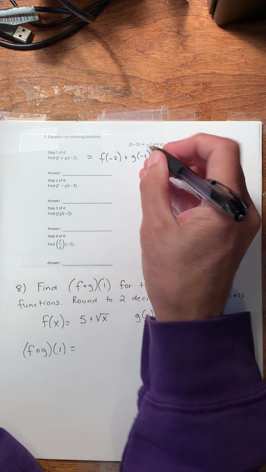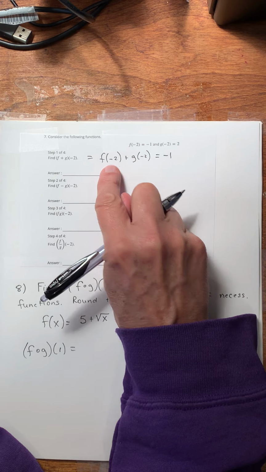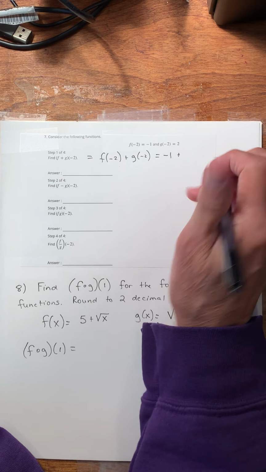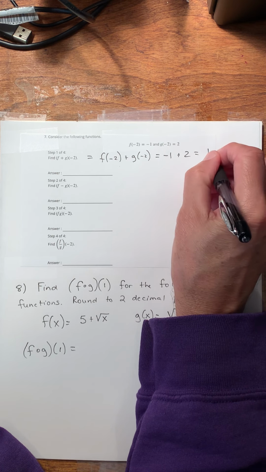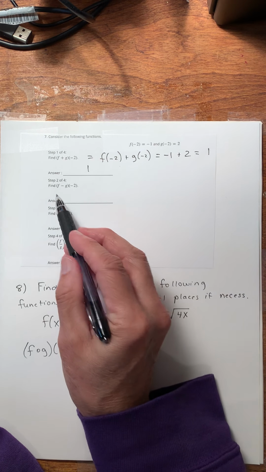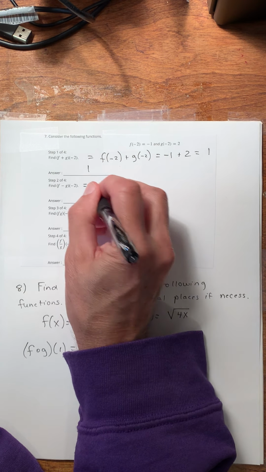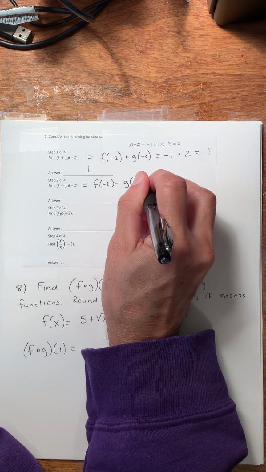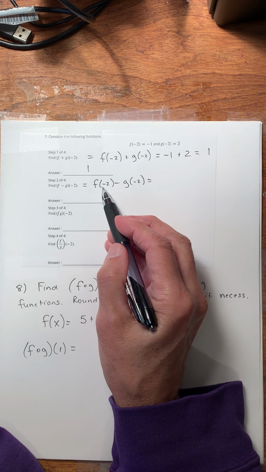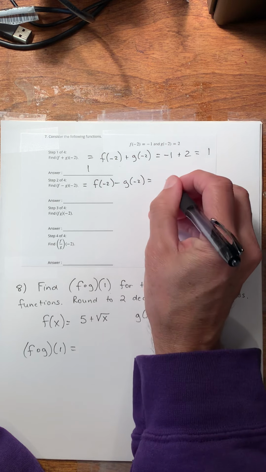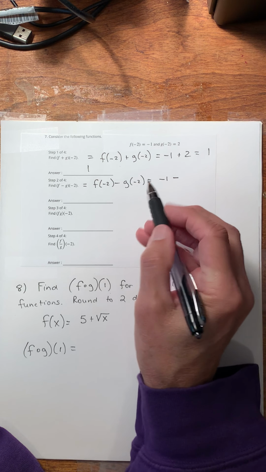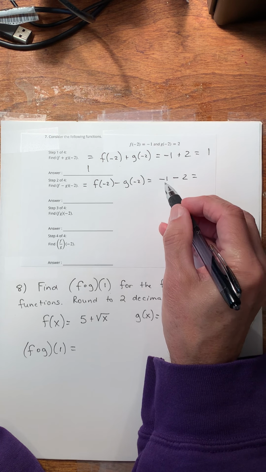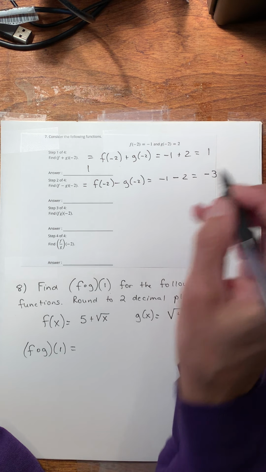And I am given what F of negative 2 is. F of negative 2 is negative 1. That's negative 1 plus G of negative 2, which is 2. Why, that's 1. Next, F minus G of negative 2. What does that mean? It just means F of negative 2 minus G of negative 2. Again, I know what F of negative 2 is. It's negative 1. Minus, what's G of negative 2? 2. Negative 1 minus 2, that's negative 3.